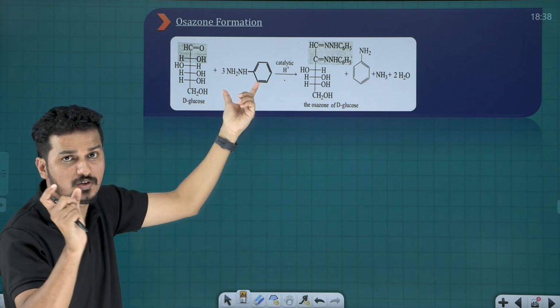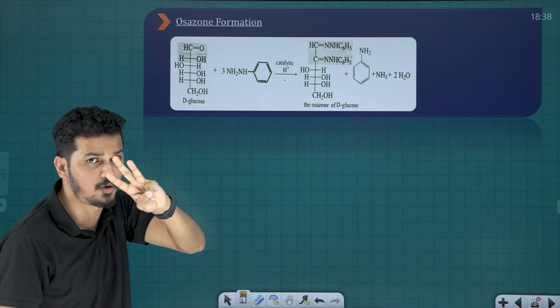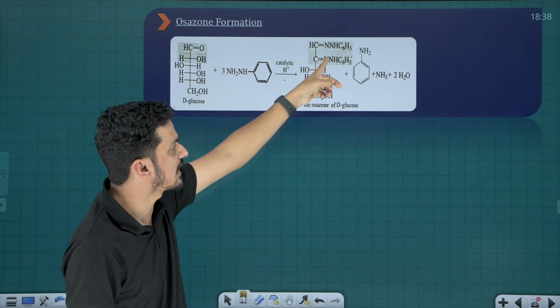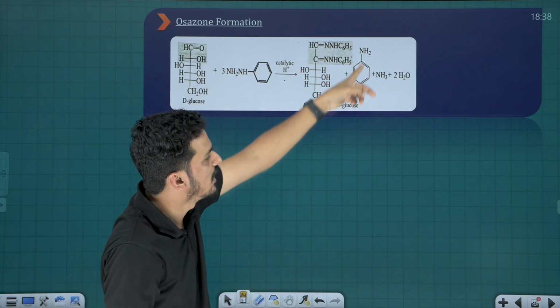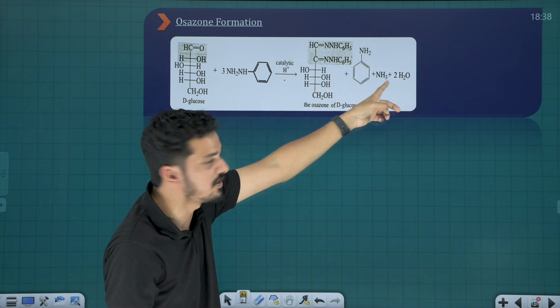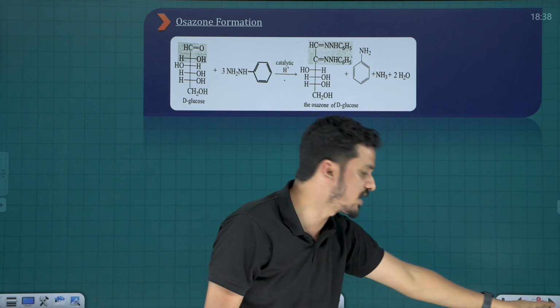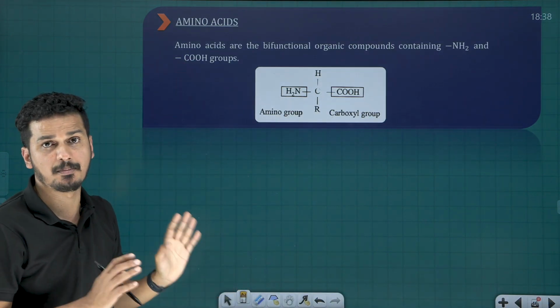Here, how many phenylhydrazine molecules are you treating? 3 phenylhydrazine molecules you are treating. One among them will go and react here on the top. Second one will react here. Third one will break and it will be producing what? It will be producing aniline and what? Ammonia. That osazone formation is important. You have to keep it in mind. Okay. The Fischer only explained about that. Okay. Yeah. Next one, amino acid.